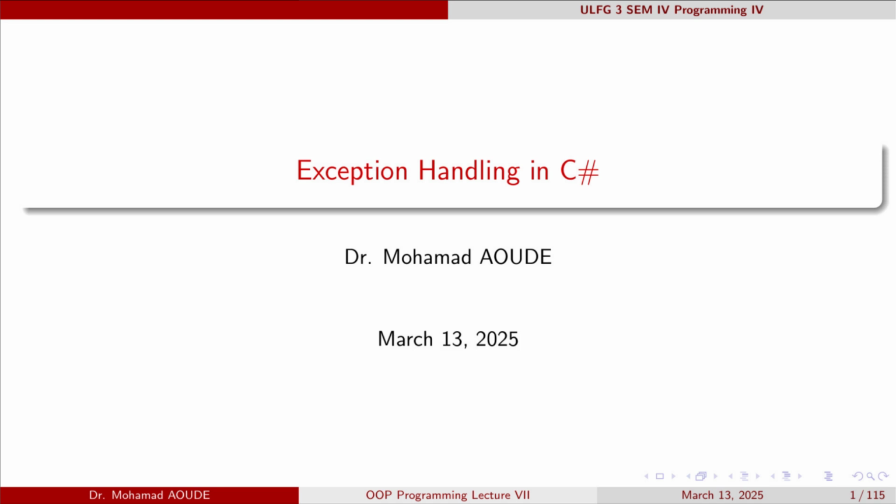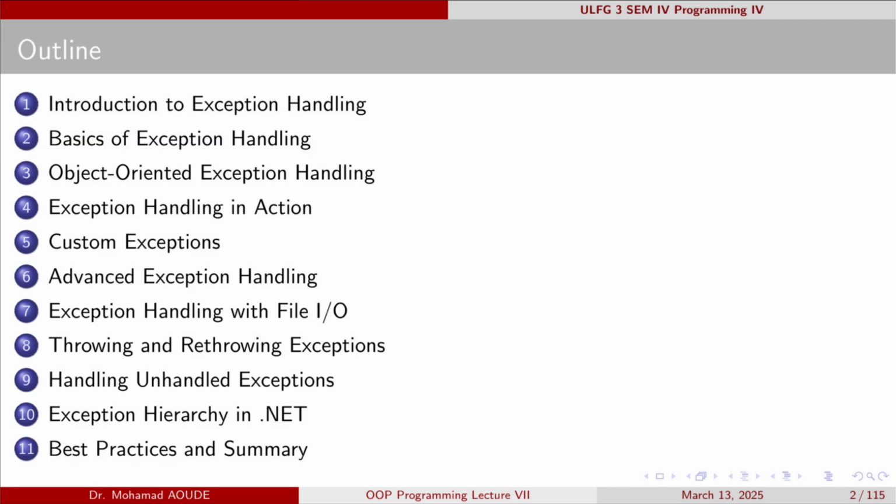This lecture will give you the tools to detect, handle, and recover from runtime errors in a clean, controlled, and professional way. By the end of this unit, you'll understand how to identify and handle runtime problems using C#'s exception handling framework. Our agenda includes the concept of exceptions, how to use try-catch-finally blocks, how to throw and rethrow exceptions, custom exceptions, and key best practices. Let's begin with the fundamentals.